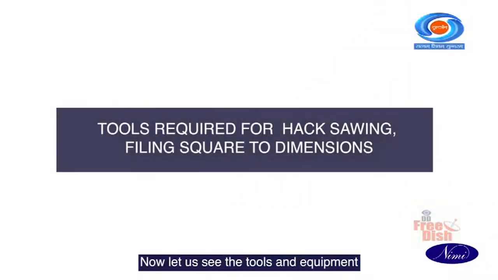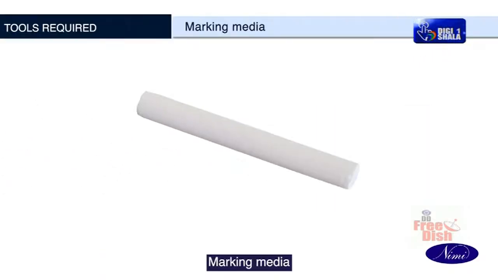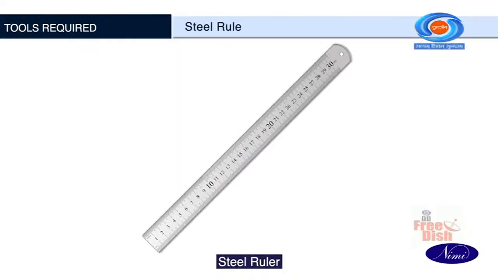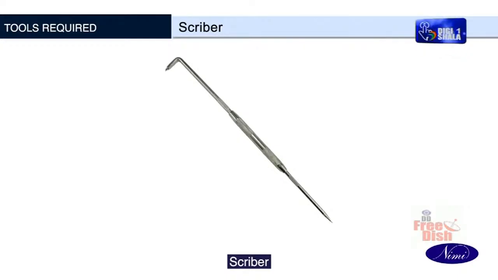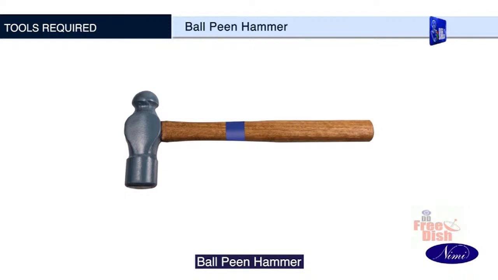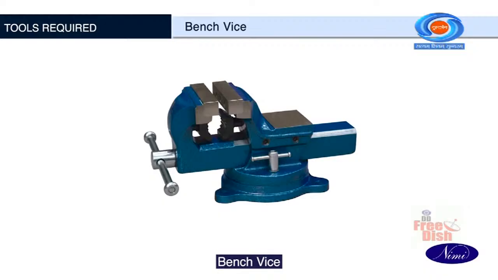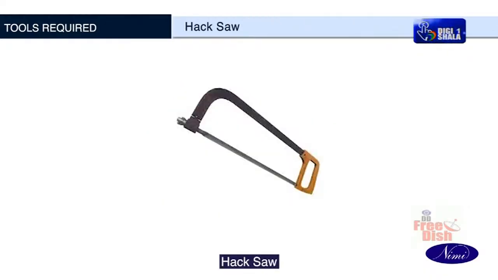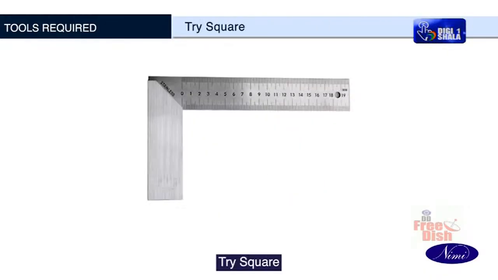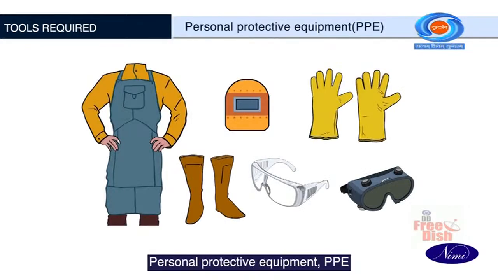Now let us see the tools and equipments required for hacksawing, filing square to dimensions. Marking media, steel ruler, scriber, prick punch or dot punch, ball peen hammer, flat file, bench vise, hacksaw, tri-square, personal protective equipment PPE.